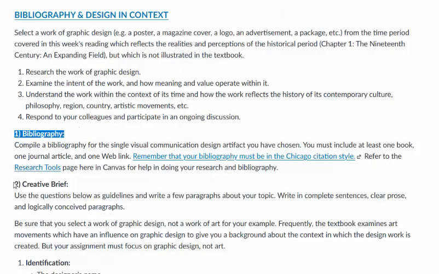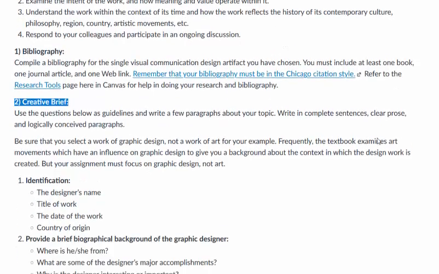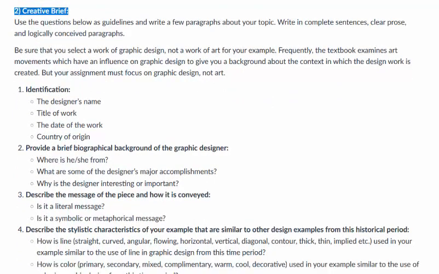You're going to compile a bibliography, and then you're going to write a creative brief about this example of graphic design. And be sure that you're selecting a work of graphic design, not a work of art for your example. Frequently, the textbook examines art movements which have an influence on graphic design to help give you a background about the context in which the design work is created. But your assignment must focus on graphic design, not art.